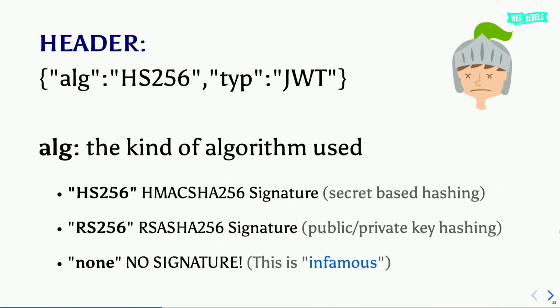But there is another interesting one that is using public and private key hashing. Then there is another very infamous one, which is called none. And I really encourage you to read the history of this one. This was the cause of a very, very severe bug in many websites. So I really encourage you to later on click on this link on the word infamous and read the full story. This is actually deprecated. You cannot use it anymore.